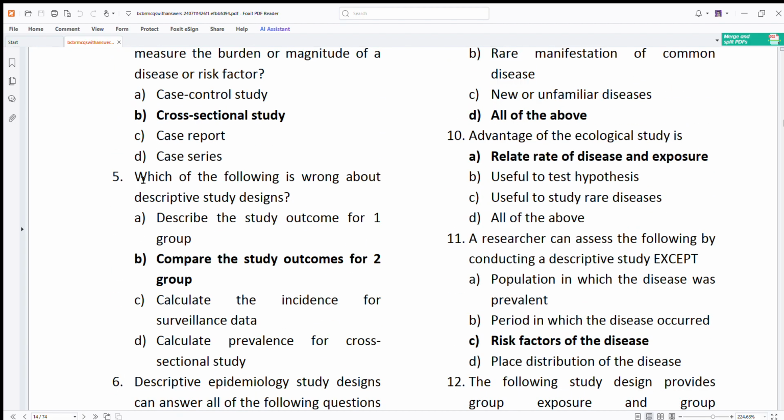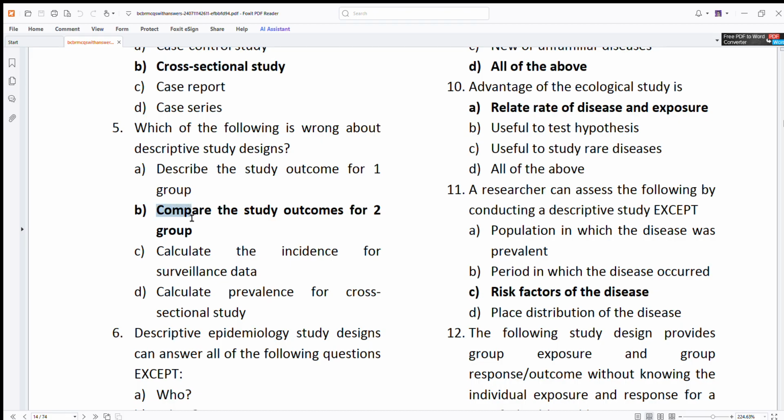Then which of the following is wrong about descriptive study designs? Describe the study outcome for one group. Yes, this is right. Compare. Yeah, in descriptive we never compare. All of you should remember that descriptive or observational studies are never used to compare anything. They are only used to describe stuff. For comparison, we use experimental or analytical studies, like we can use randomized controlled trials. Incidence, yes, we can calculate incidence. Prevalence also, yeah.